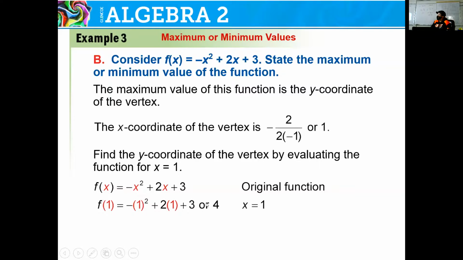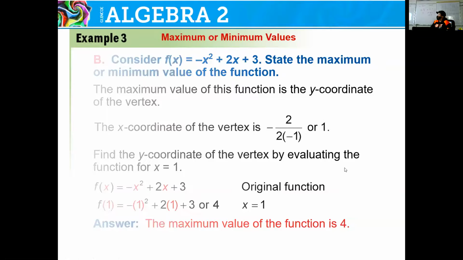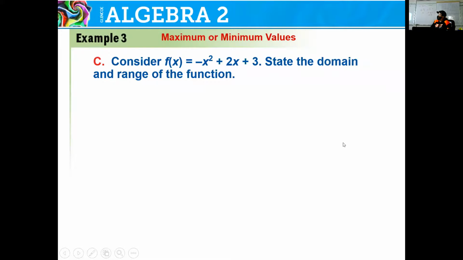So we plug it all in. The maximum value of the function is 4. Okay, same equation. So consider f of x, which is equal to x squared plus 2x plus 3, and state the domain and range of this function.